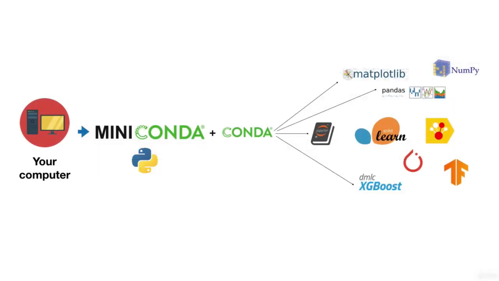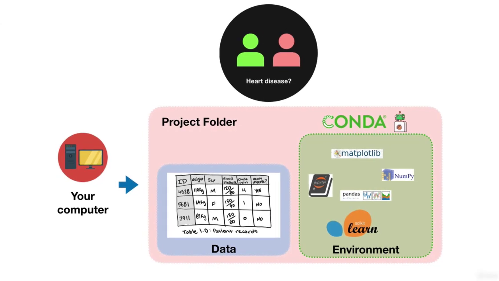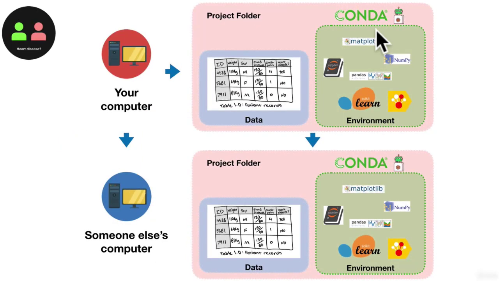So that's the workflow. We have our computer, we downloaded Miniconda, which came along with Python, and Conda came along with Miniconda. So then we created a project folder on our computer, and within that project folder we used Conda to create an environment which now contains these tools. So what does that mean? Well, that means that we can now use this environment to work with our data and start to build machine learning models, start to analyze data. And because we've done it with Conda, if we wanted to share our environment with someone in the future, we can.